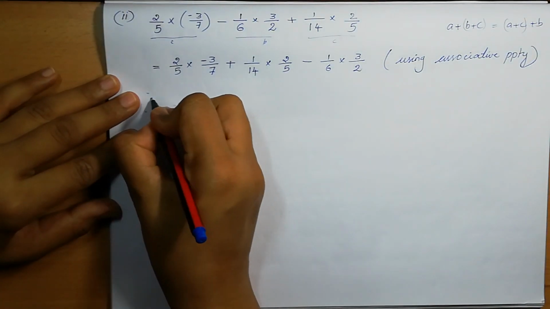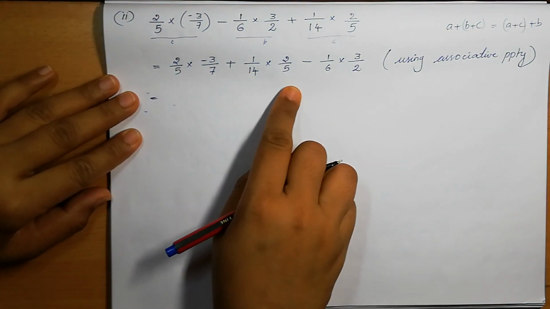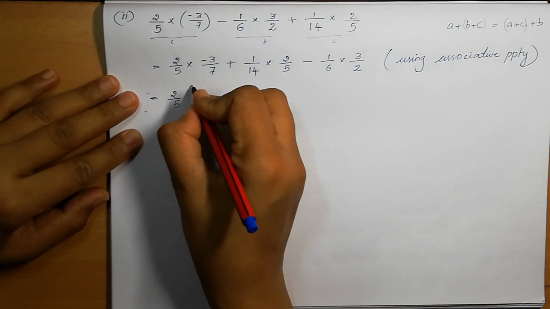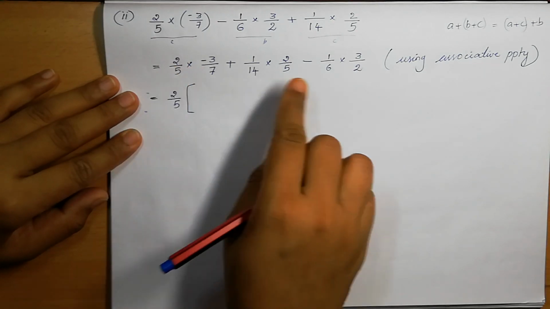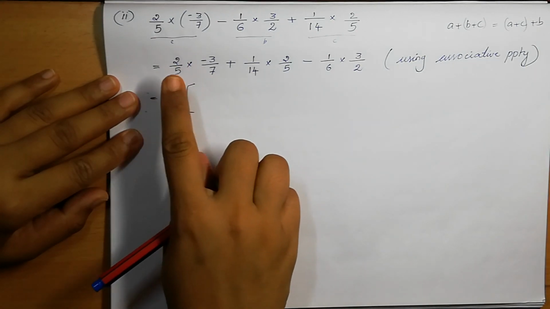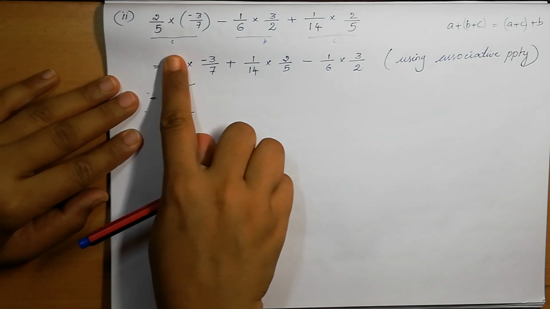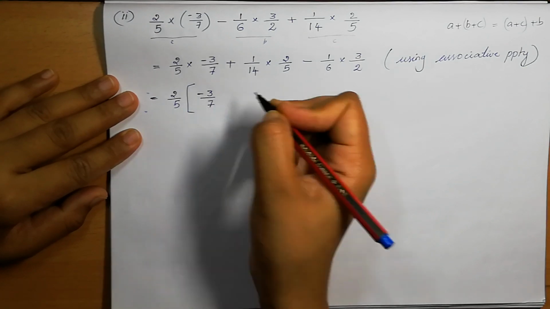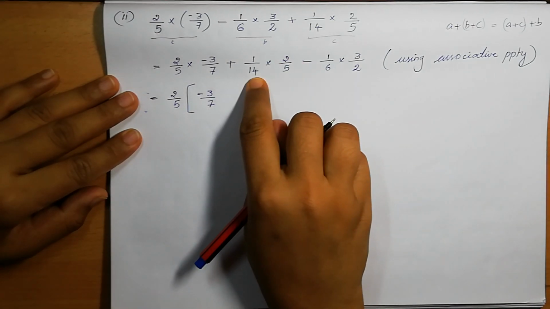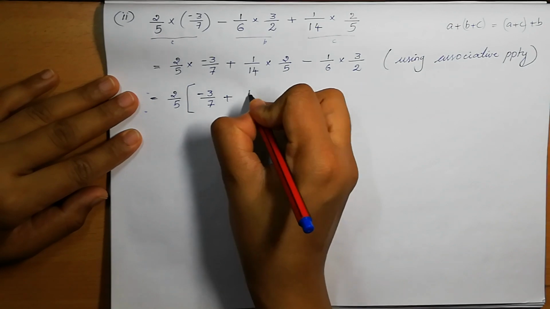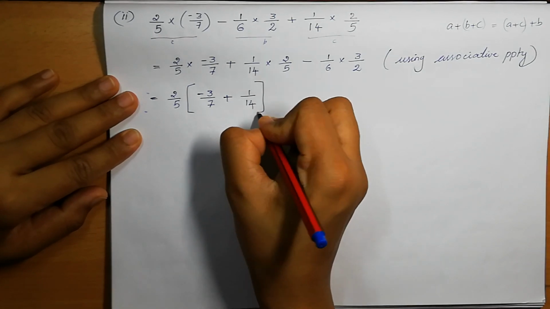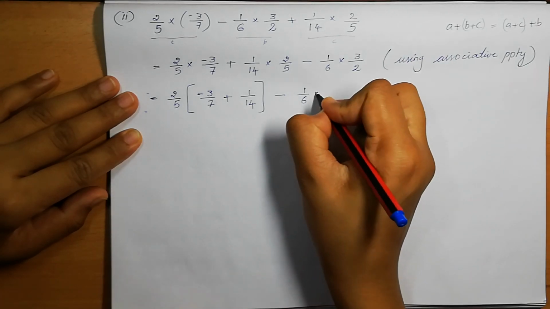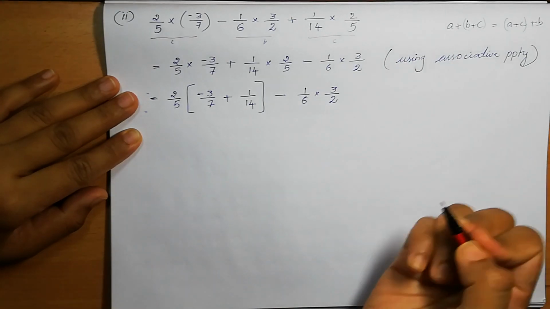Okay. Next we can take common. In these two terms which one is common? 2 by 5 is common. So I am taking 2 by 5 as common. Each term, which one we are taking common, that number we need to divide, correct? So 2 by 5 is common means remaining is minus 3 by 7. Here 2 by 5 is common. Remaining is 1 by 14. Minus 1 by 6. So this I will write 1 by 6 into 3 by 2.